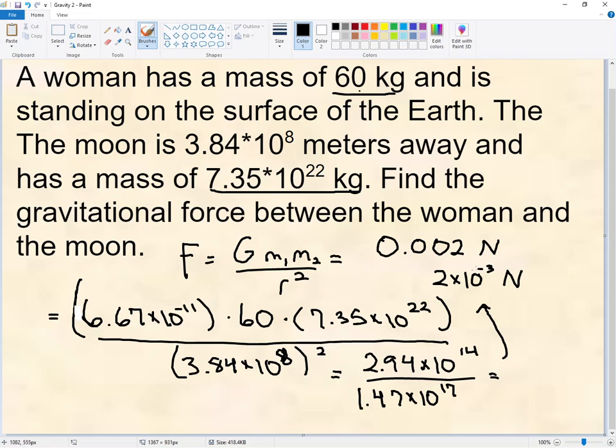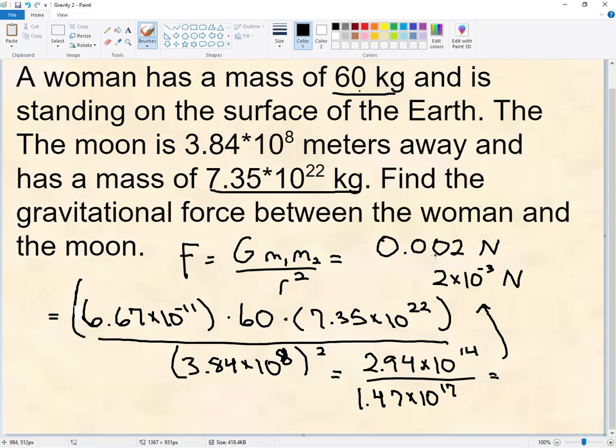And then I got, for my final answer, 0.002 newtons, or 2 times 10 to the negative third newtons. Either way you want to look at that. So real quick, what does this mean? This is the gravitational force that exists between you and the moon. Okay? It's not a lot. The moon is very far away, so it doesn't exert a lot of force on you.